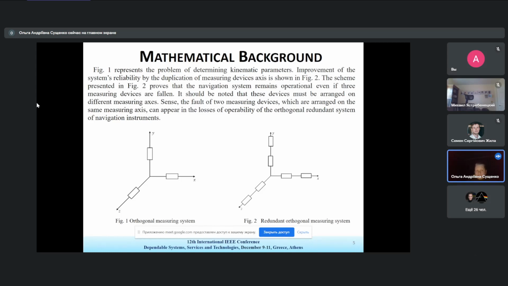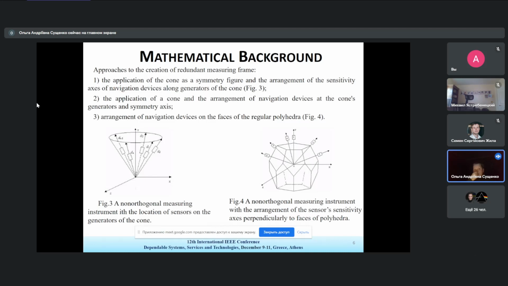The scheme presented in Figure 2 proves that the navigation system remains operational even if three measuring devices have failed. It should be noted that these devices must be arranged on different measuring axes, since the failure of two measuring devices arranged on the same measuring axis can result in the loss of operability of the orthogonal redundant system of navigation instruments. Therefore, the approach to the creation of a redundant measuring frame with non-orthogonal sensitivity axes is proposed.